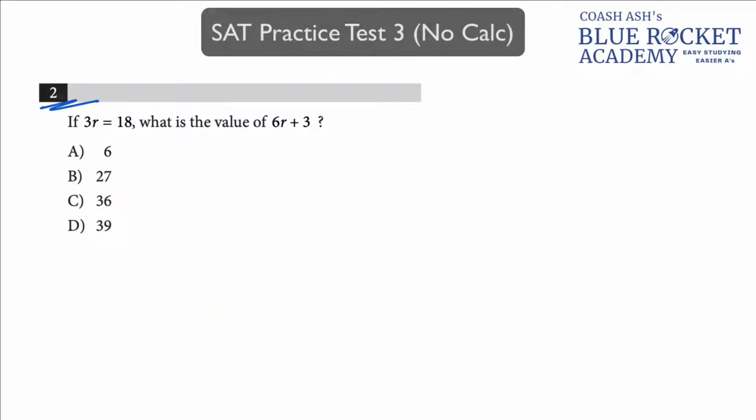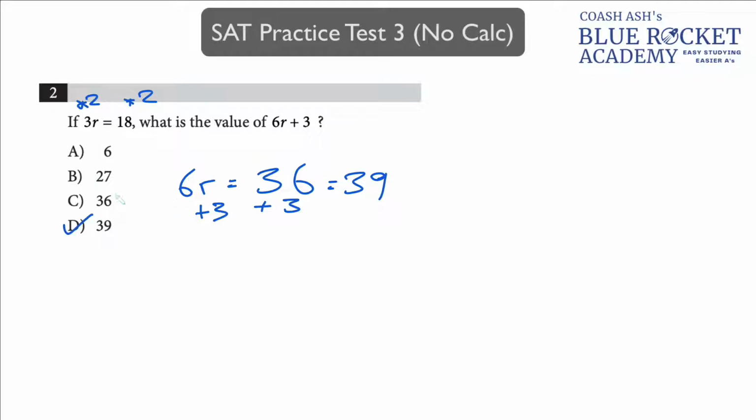The number of the SAT problem is 2, so it should be a super easy problem. You've got 3r is equal to 18. Then what is 6r? Just multiply this by 2. So you multiply this by 2, multiply this by 2. This becomes 3 times 2 is 6, right? You just doubled it. 6r is equal to 36. And then you add a 3. That gives you 39. Easy. That's this answer. No need to find the r, just multiply by 2 and add a 3.